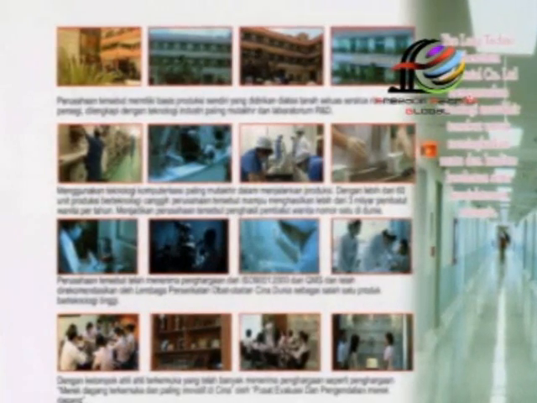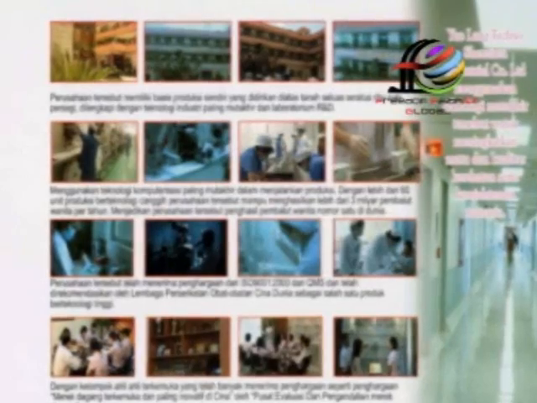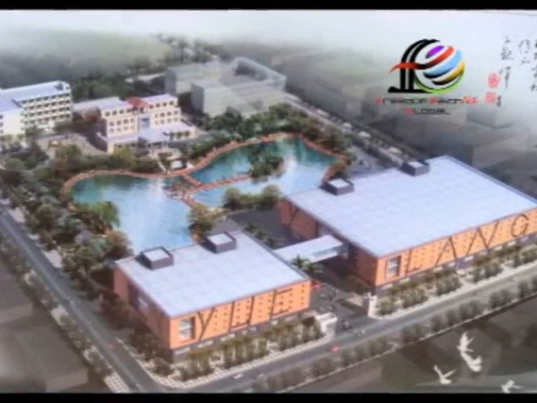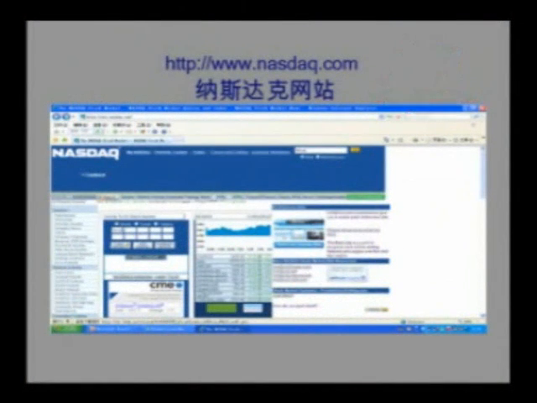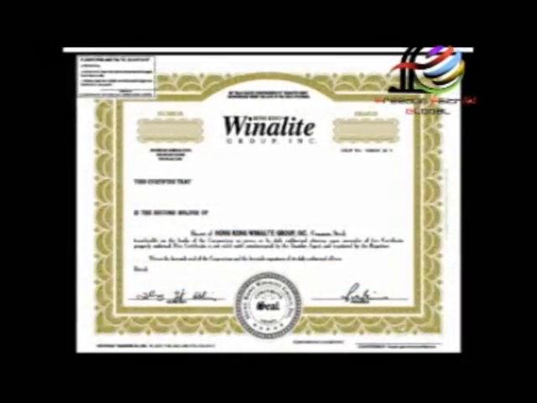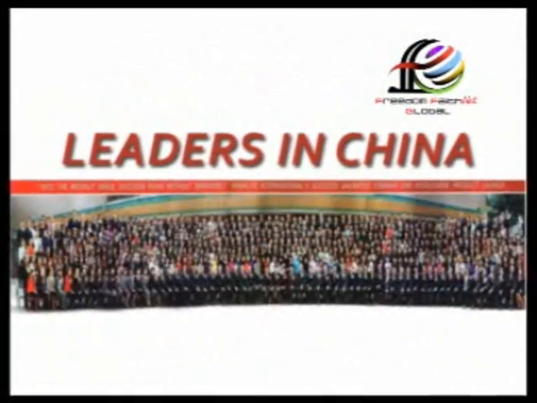This is the activity of the sanitary napkin factory, which has been operating for more than 15 years, and this is the sketch of the Winalite factory which is under construction in Guangzhou. The Winalite company has gone public and its stock is on the American Nasdaq Stock Exchange. You can visit www.nasdaq.com. The next picture is the Winalite stock certificate. This company has also given away many awards to its leaders.